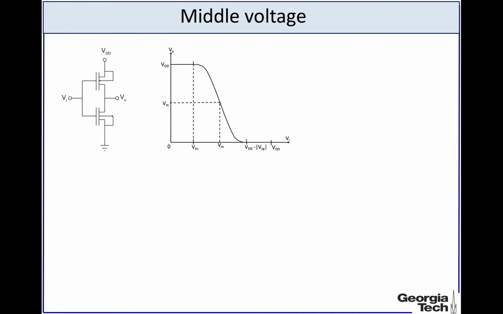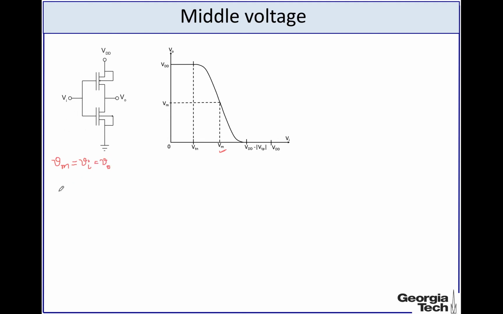Alright, so let's now look at a quantitative expression for the middle voltage. We will try to find a mathematical expression for this middle voltage here. For that, the first thing we write is that at the middle voltage, the input voltage is equal to the output voltage, and that is equal to the middle voltage.